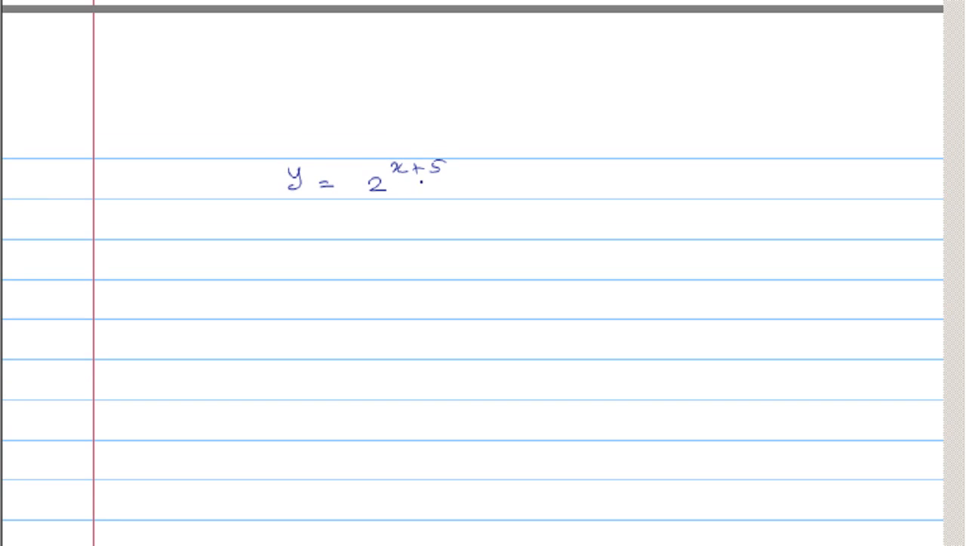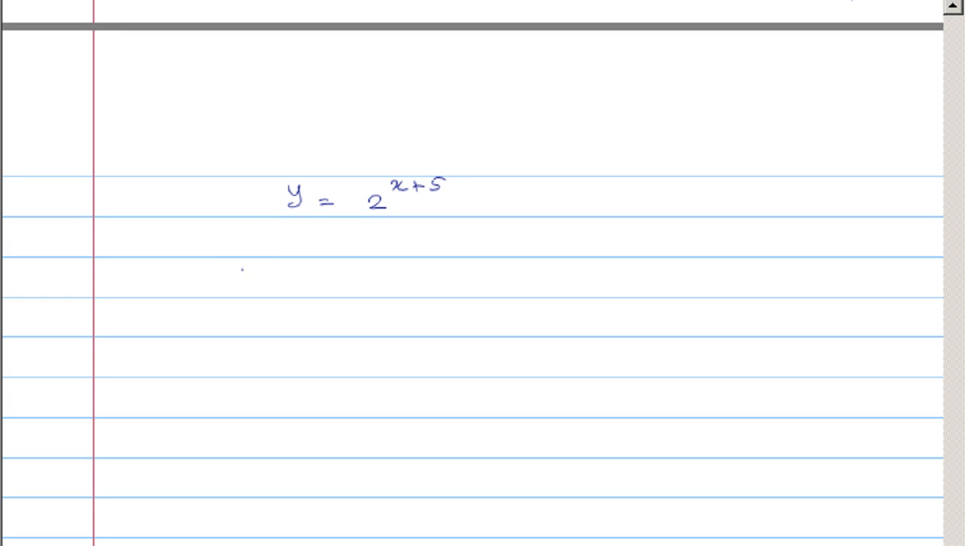So let's take another example. Let's say we have y equals 2 to the power x plus 5. Once again, my power is a variable, so I'll take logarithms on both sides. You can take logarithms to any base, but it's easier if you take ln, because it's just easier to differentiate the natural logarithm. So ln y is equal to ln of 2 to the power x plus 5. Then rewrite the right hand side using the power rule, bringing the power to the front. So that's x plus 5 times ln 2.